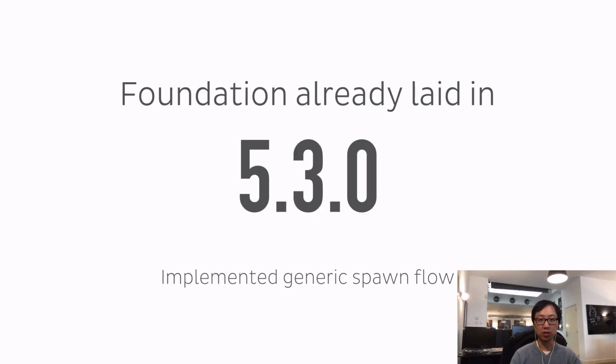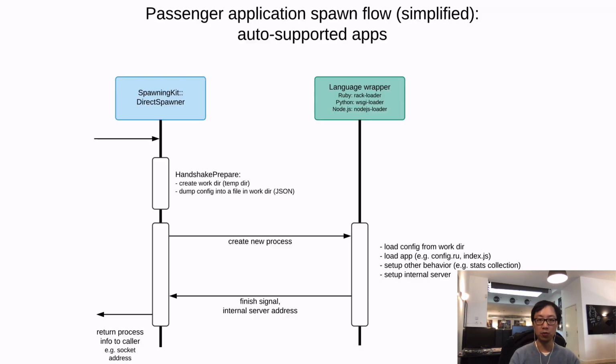Let me start with a piece of good news. We already laid a good foundation for GLS a while ago, so there is a lot of heavy lifting stuff that we don't have to implement during this session. In Passenger 5.3.0, we rewrote SpawningKit. We overhauled the spawning protocol and we introduced support for a so-called generic spawn flow.